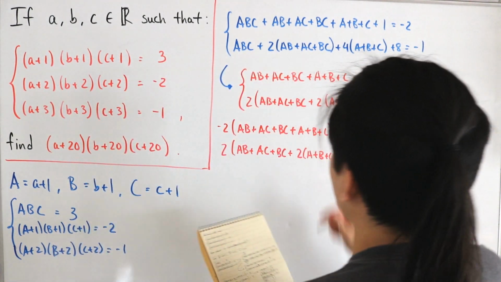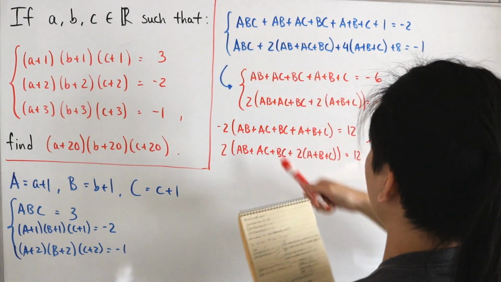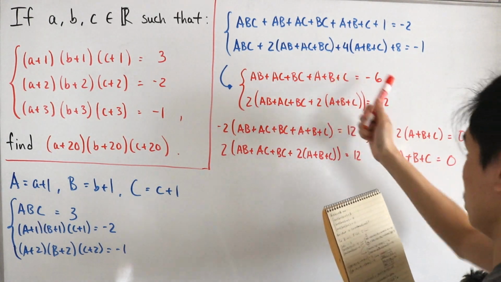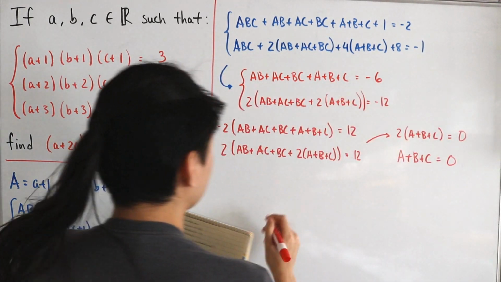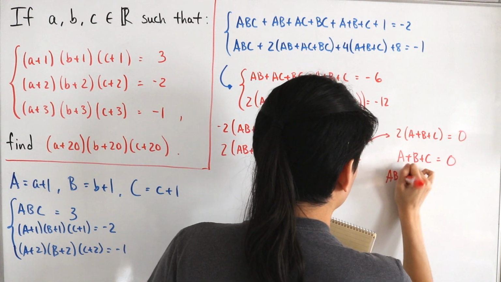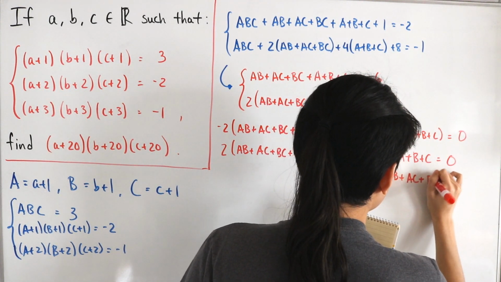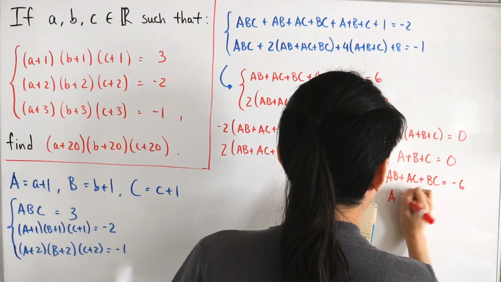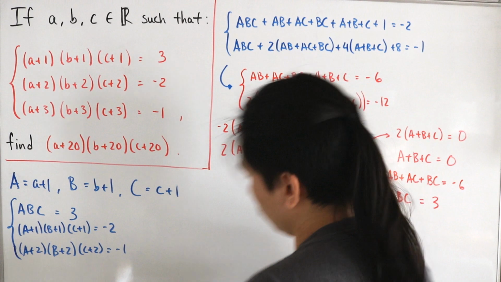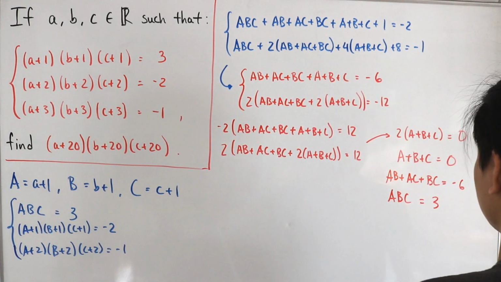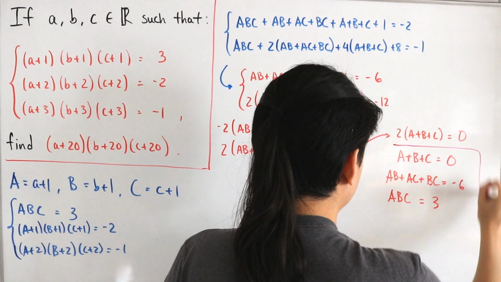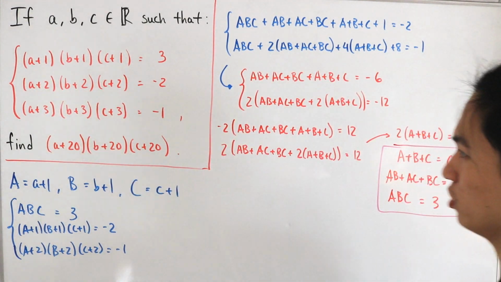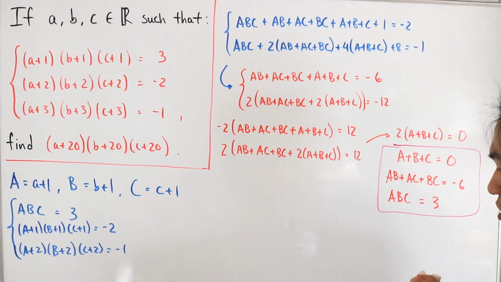Okay, so if I go back to over here, that means I have AB + AC + BC + 0 is equal to negative 6, so we can conclude that AB + AC + BC is equal to negative 6. And now we have that, of course, ABC is equal to positive 3. So that's actually all we need. We just need these 3 equations such that we'll be able to solve for what we want to achieve: (a + 20)(b + 20)(c + 20).